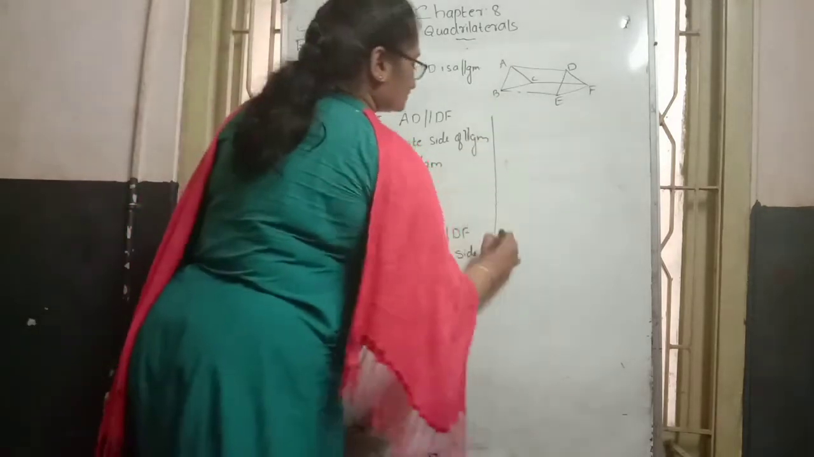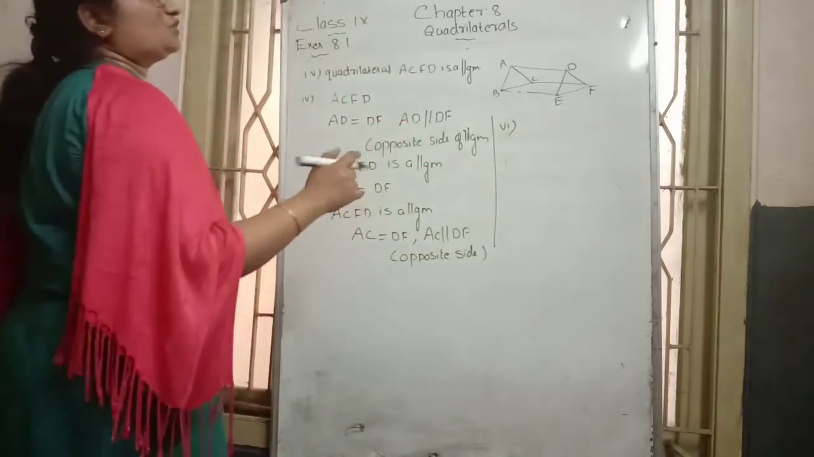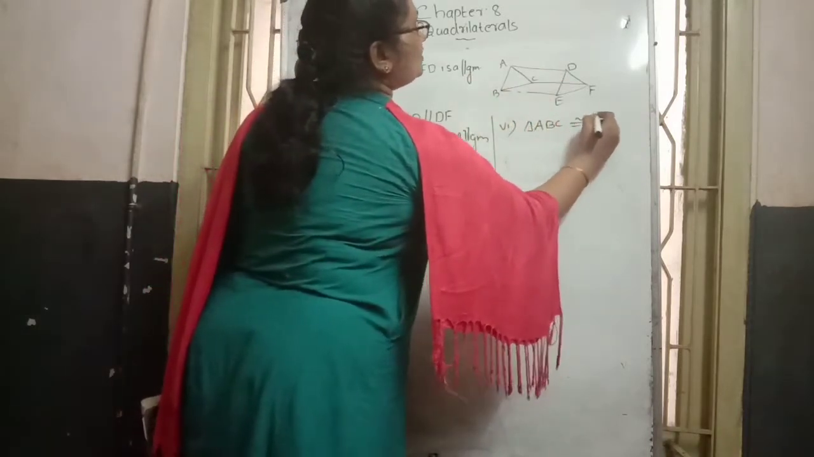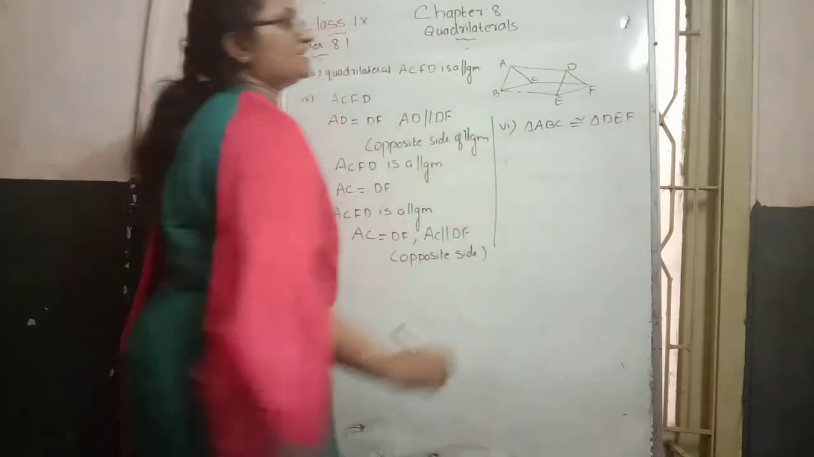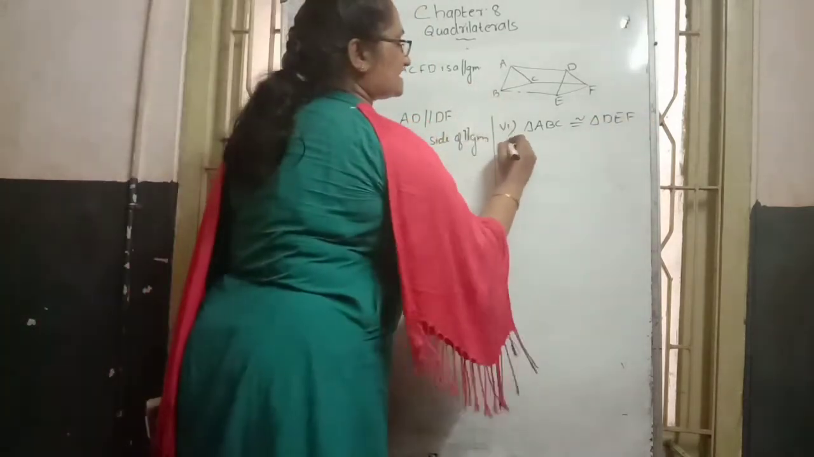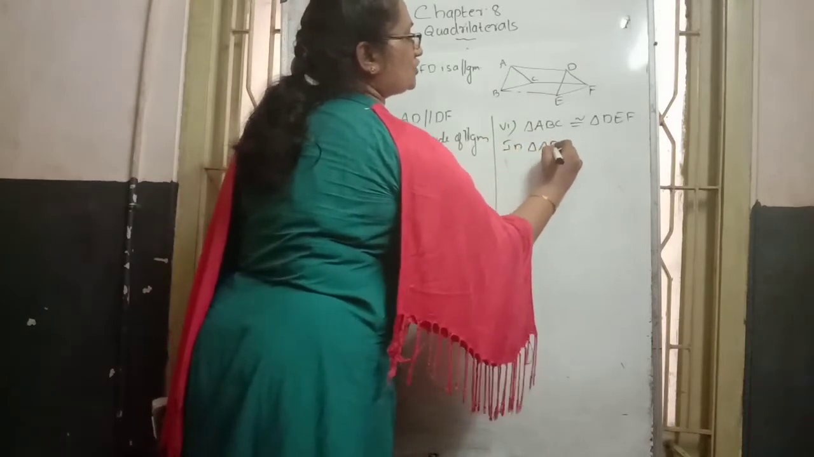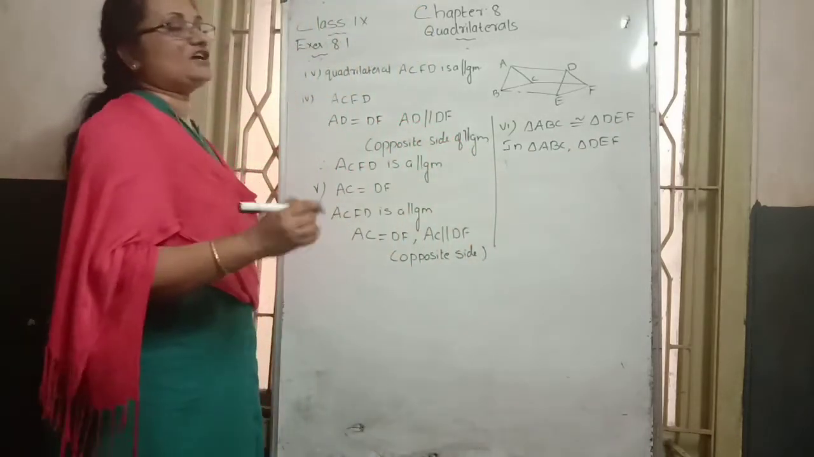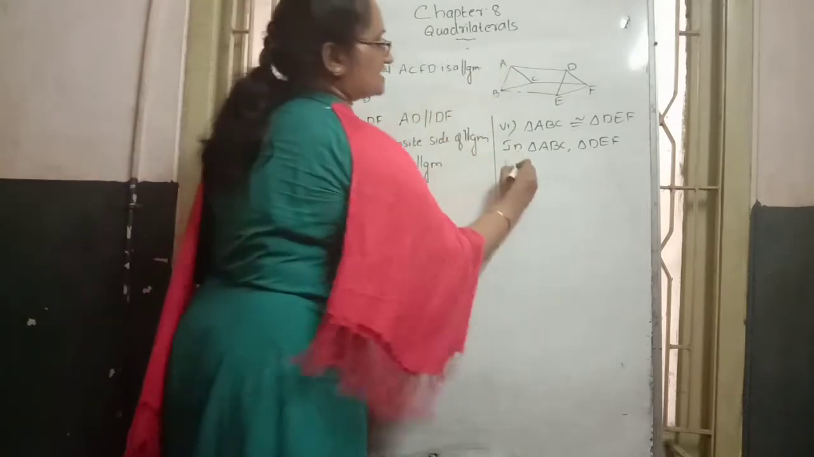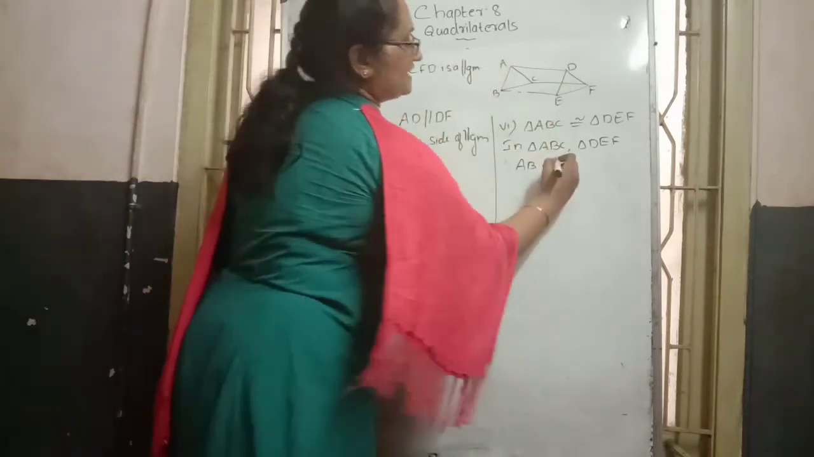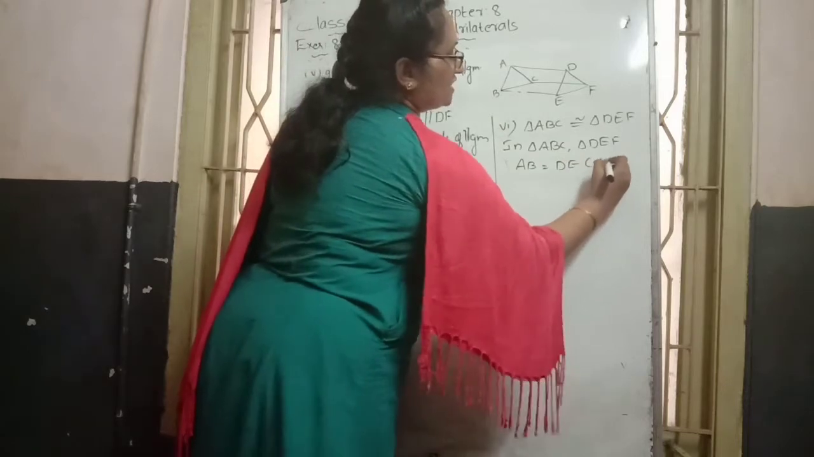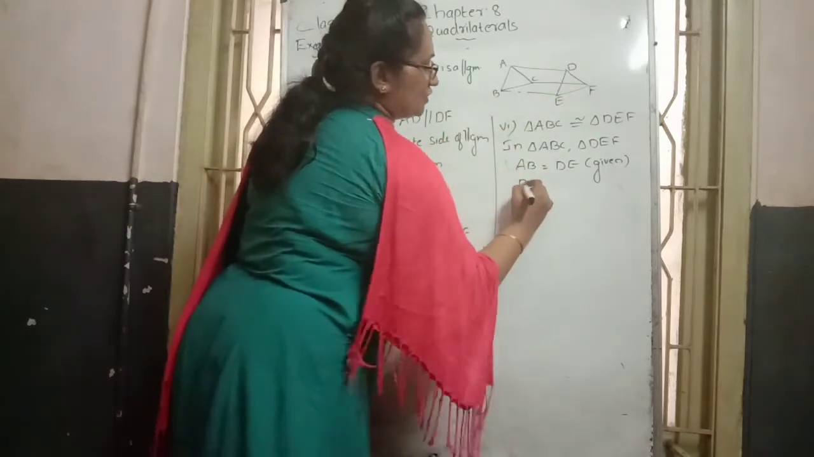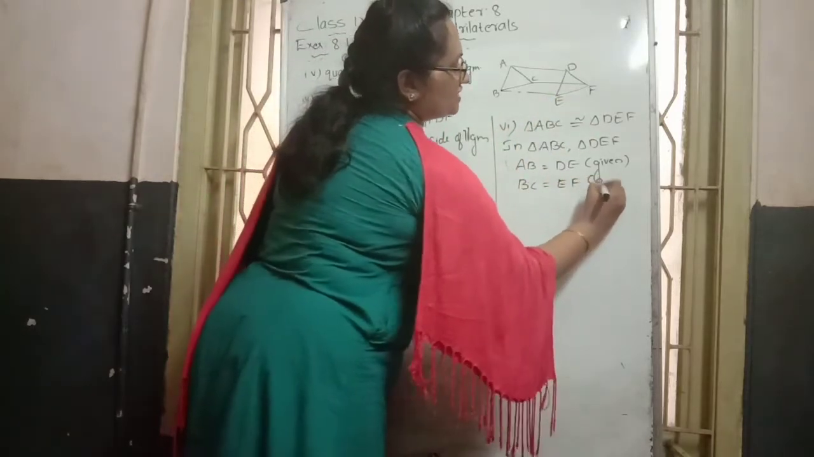Then the sixth case. What about the sixth case? We want to prove that triangle ABC is congruent to triangle DEF. How to prove that? First we consider those two triangles, ABC and DEF. Already it is given in the question: AB side is equal to DE side. Next, BC side and EF side are equal. That condition is also given in the question.